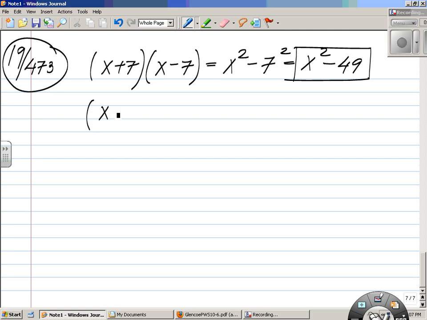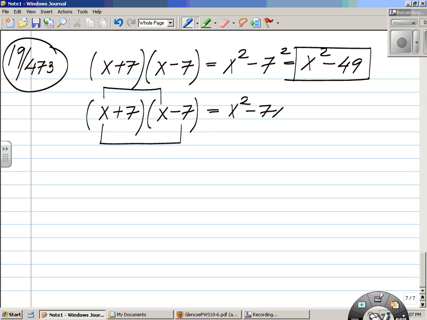If you don't see that, you will go with the foiling way. x plus 7 times x minus 7 equals FOIL: first, outer, inner, last terms, right? First two terms, x times x, will be x squared. Outer terms: x times negative 7, negative 7x. Inner terms: 7 times x, plus 7x. And the last two terms, 7 times negative 7, negative 49.